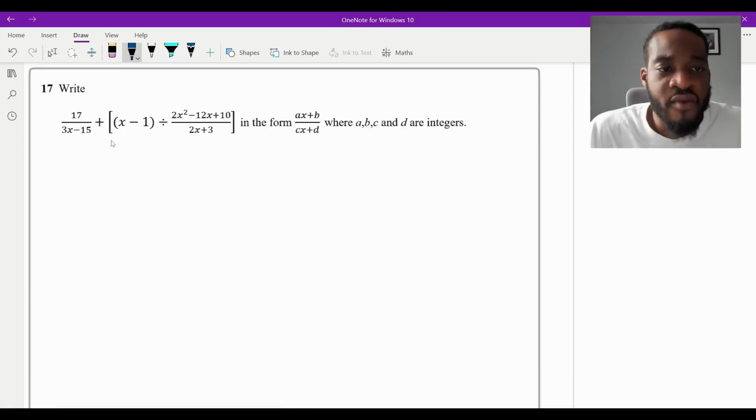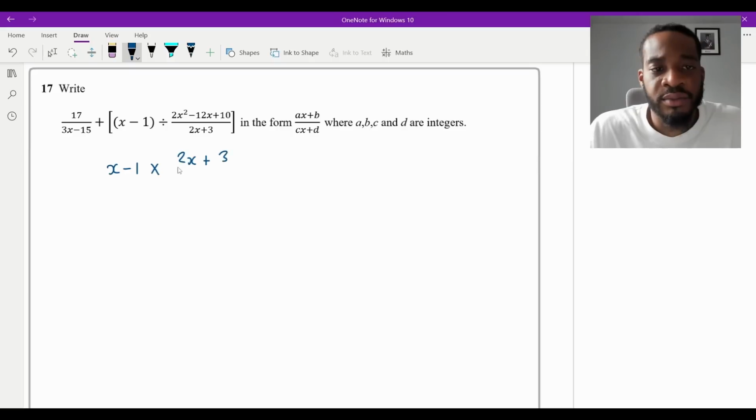So this square bracket here, what I'd want to do is first simplify it and see what happens, right? So if I just work with that bracket there, then x minus 1. Now, firstly, we're dividing a fraction. Remember, keep, change, flip. We're going to keep the x minus 1 the same, change that to a multiplication, and then you just flip the fraction. So I get this now. So I get 2x squared minus 12x plus 10. Okay, so now we're here.